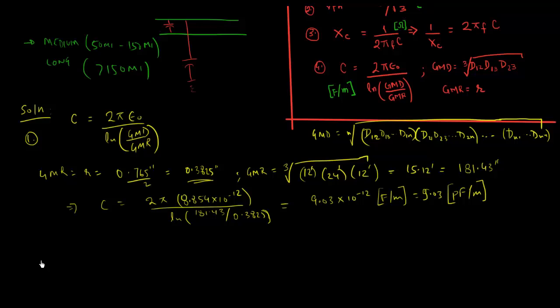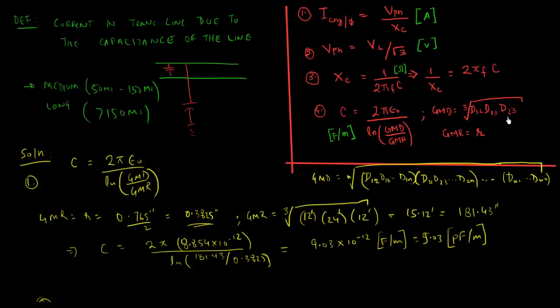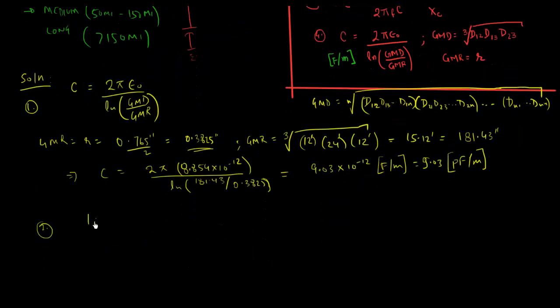Your step 2, now that you have your capacitance, you will find out your capacitive reactance. Or since you need the capacitive reactance to be in the denominator here, you can straight away find out 1 by xc. So 1 by xc is 2 pi fc, which is 2 times pi times 60 times 9.03 times 10 to the power minus 12. One thing to remember though is this value is per meter.